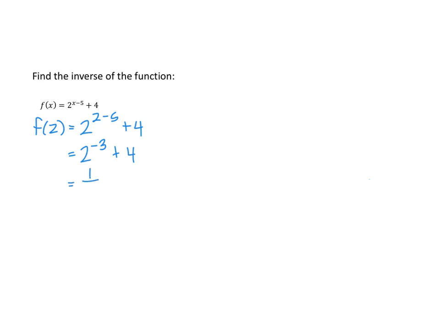2 to the negative 3 is 1/8. And then we would add the 4 at the very end. So 1/8 plus 4, 4 and 1/8. So I'm just going to list the operations that we just did. When you input a number in the function, the first thing we did is subtract 5.